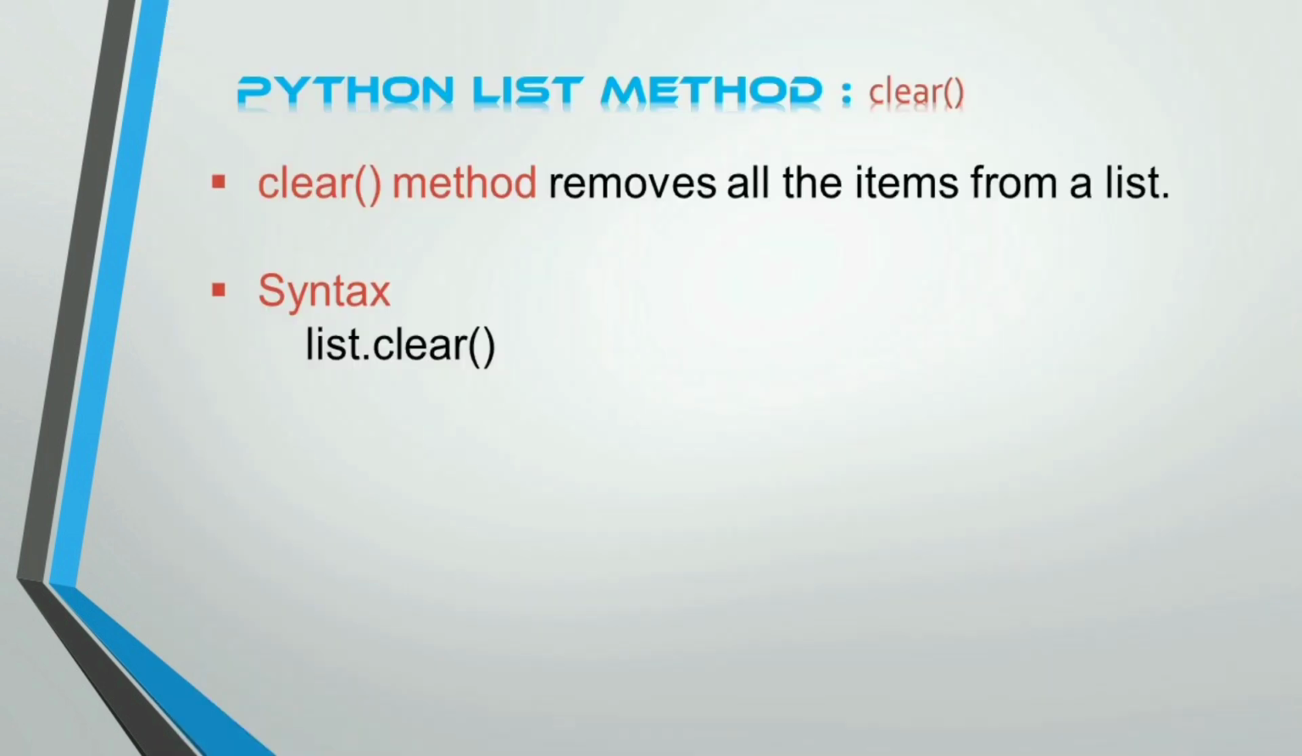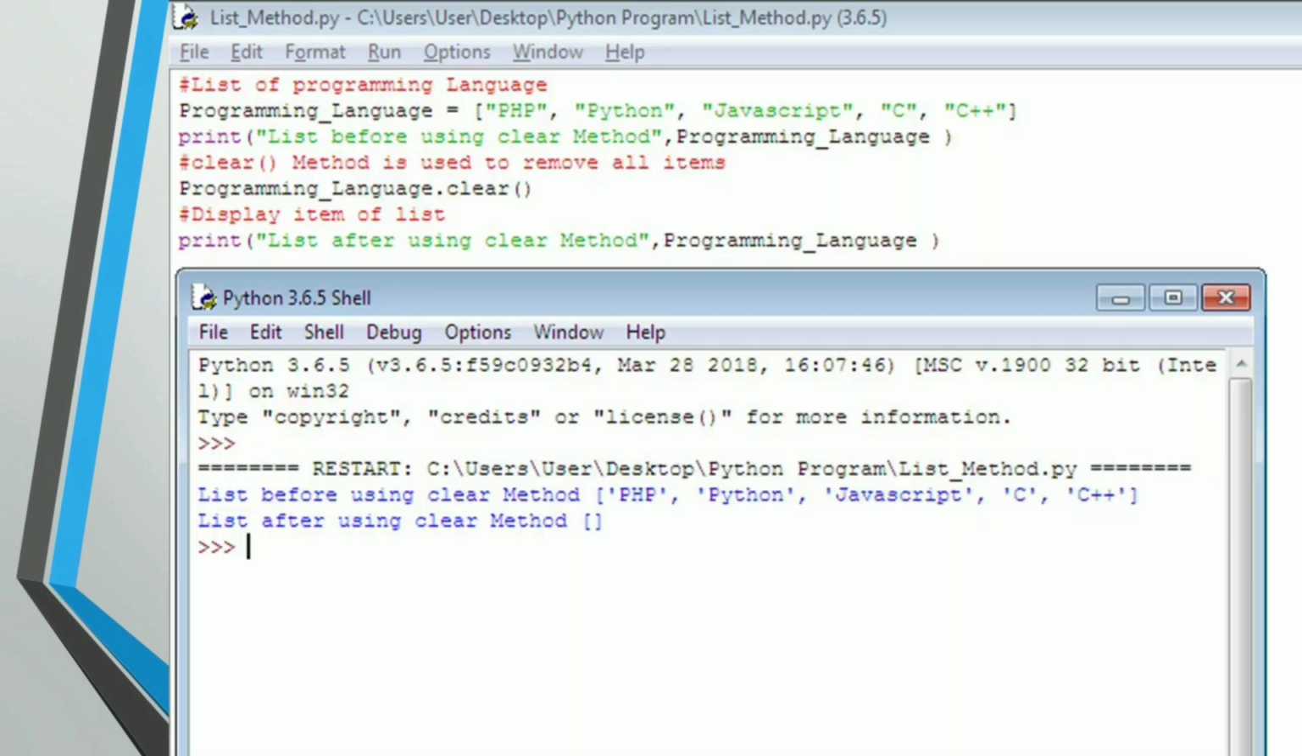Next Python list method is clear. Clear method removes all the items from a list. Syntax for clear method is list.clear. You can see in Python IDE, I have created a list of programming language. Here list name is programming language and the method is clear. So programming language dot clear. You can see list is empty after applying clear method.